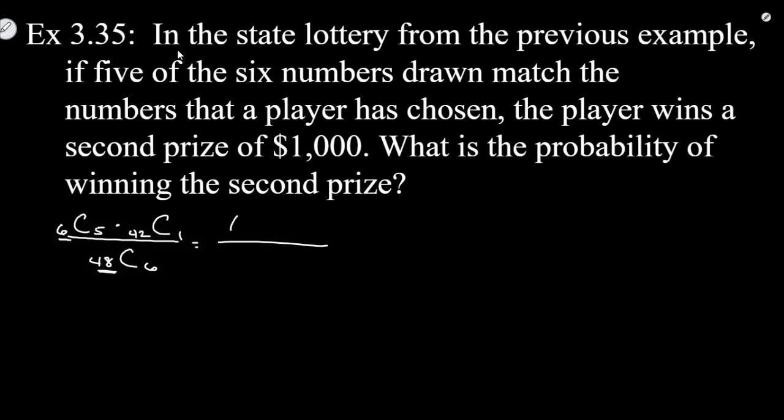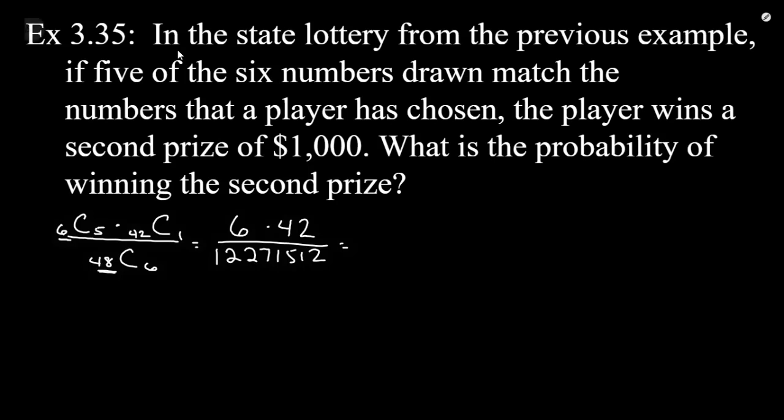6C5 is actually going to be 6, and 42C1, if you do that math, that's going to be 42. And then on the bottom, we have that same number that we had before, 48C6, which is 12,271,512. So I'm going to take 6 times 42 and then divide by 12,271,512.